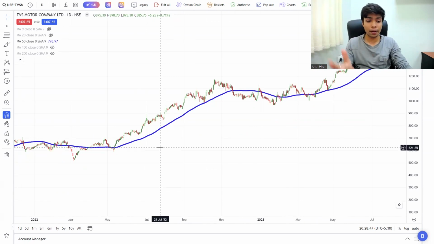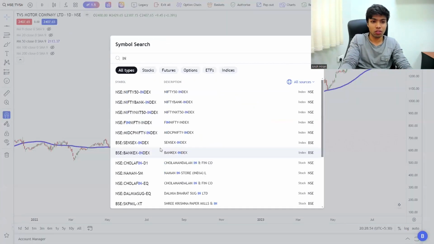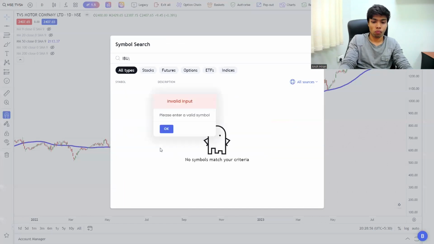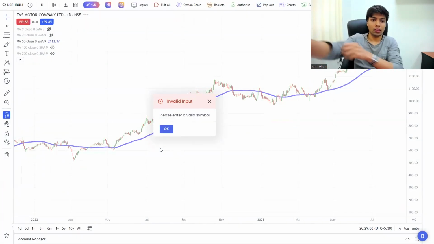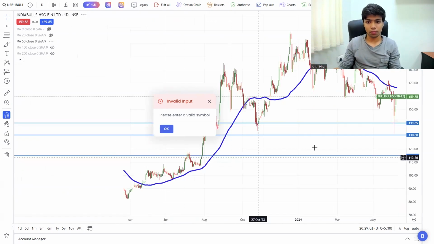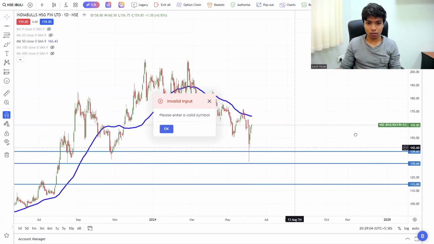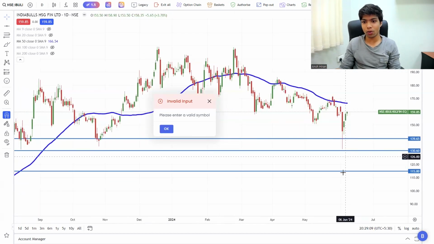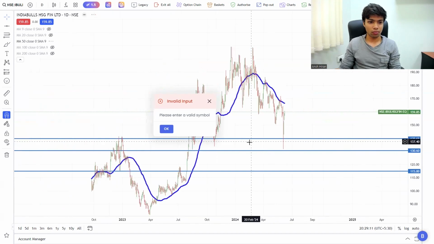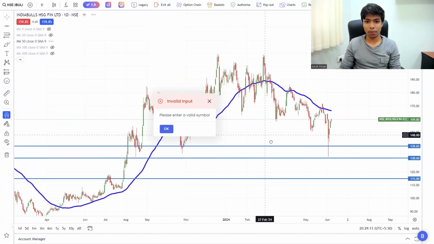Give me an example, what can we take? India Bull Housing Finance. Let's take that for an example. Okay, these are some levels that I've marked. And can you see? This is exactly where the market stopped going down and now it is going up. So all these things are there, but don't worry about that.